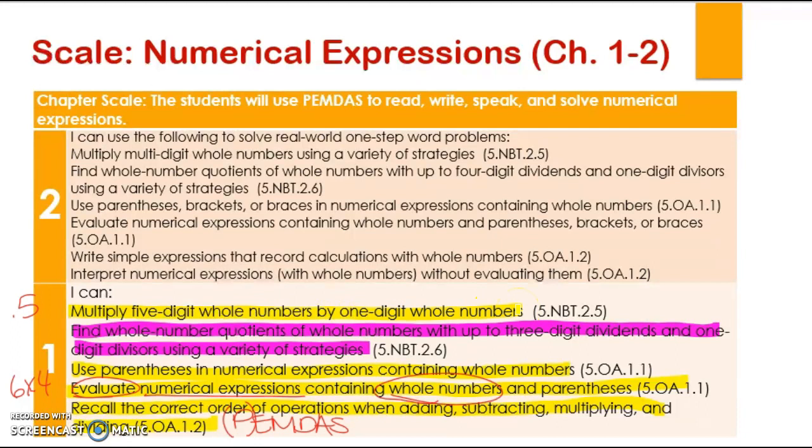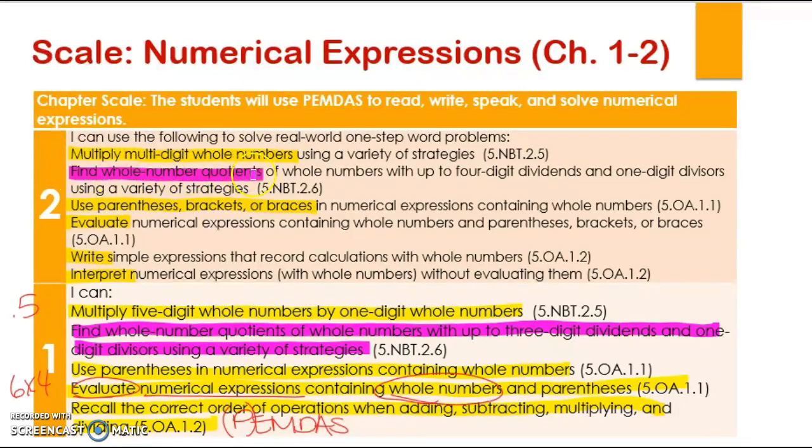So let's take a look at the other parts of our scale and just highlight the first word of each part because that's what we've done already. We've interpreted numerical expressions. We've written simple expressions. We have evaluated, which again means to solve. We've used parentheses, brackets, or braces. We have multiplied multi-digit whole numbers. But again, what have we not done yet?